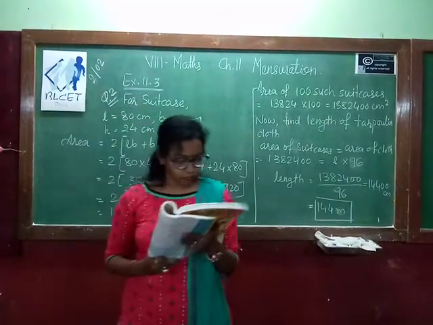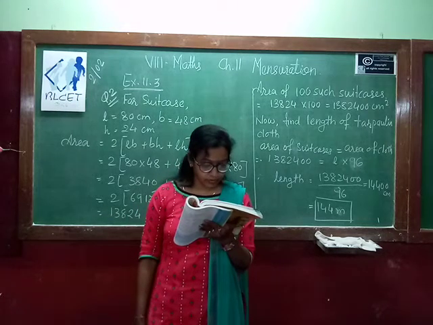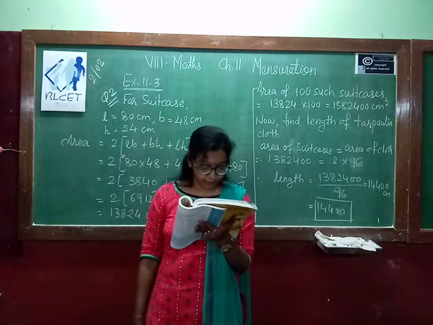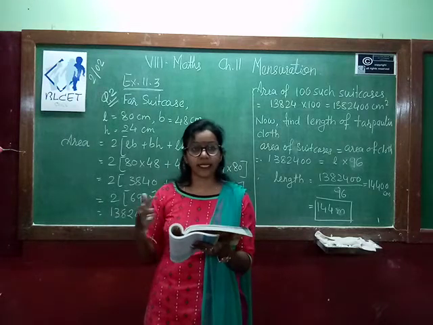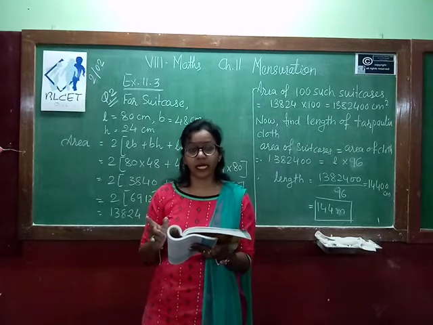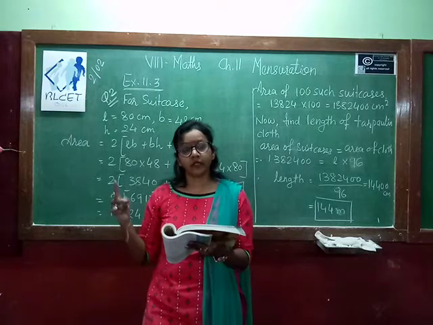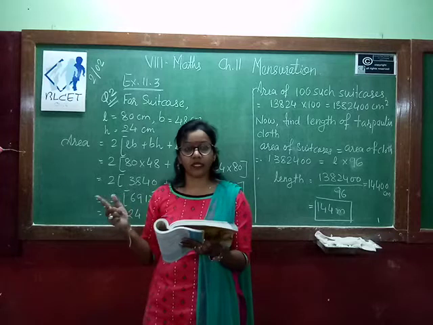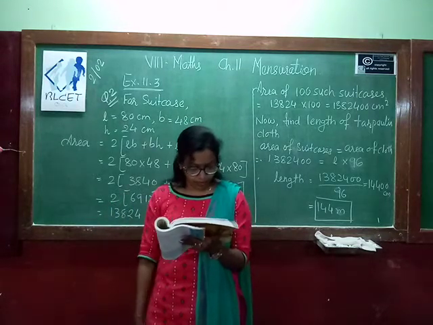So now move on to the third question. The question is: find the side of a cube whose surface area is 600 centimeters square. This question you can do by yourself because for the cube the total surface area is 6L square. So 600 is equal to 6L square. So 6 will go to the other side by division, so easily you can find the answer, that is L square is equal to 100 and L is equal to 10 centimeters. So that you can do by yourself.